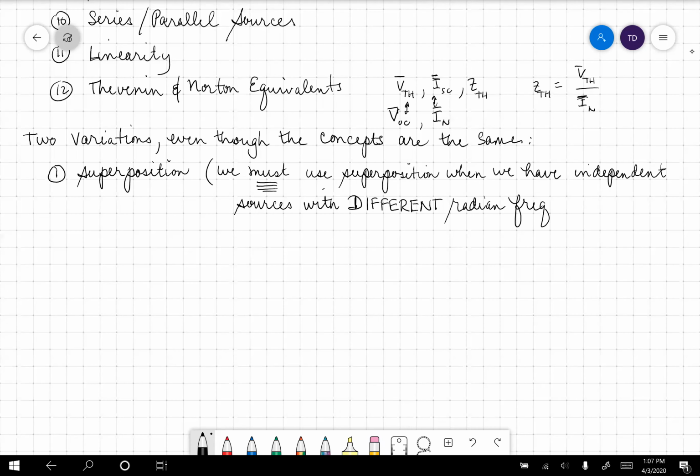I want you to think about this right now. Why do you think this is true? You would have to use superposition when you have sources that have different radian frequencies. What happens when you have sources with different radian frequencies? What's going to happen in a circuit? Hint, think about impedances.